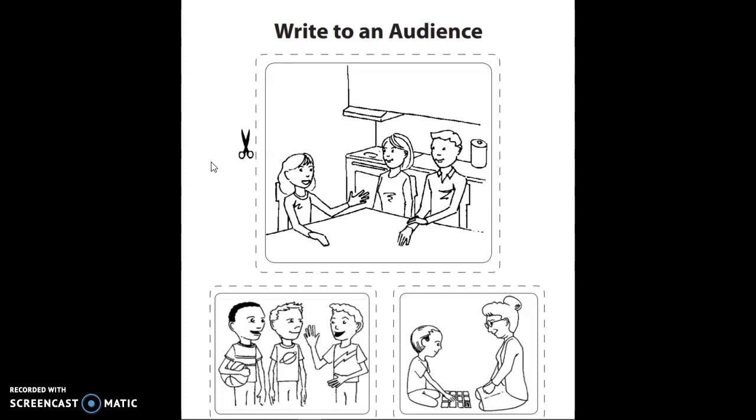You might just be writing to yourself. Say you're keeping a journal or a diary, and the audience would be you. You don't plan to share that with anyone else. It's just for you. Or maybe you're writing a reminder note. You're writing to yourself. That's your audience.